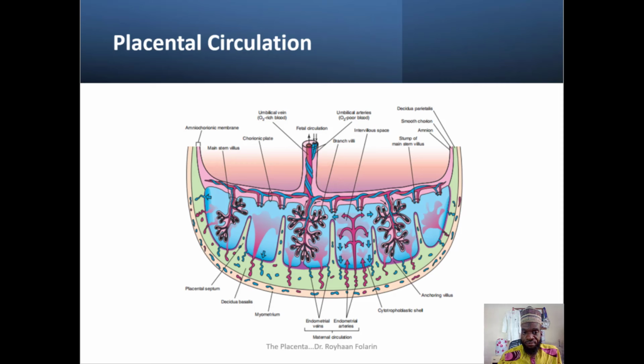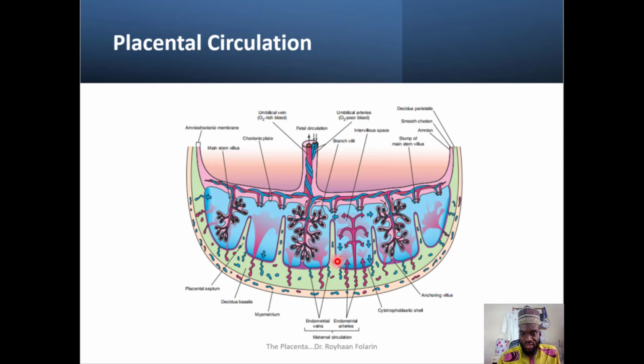Each of these is the cotyledon, which we saw at the full-term placenta in the previous picture. So here is the cotyledon, here is the cotyledon, right there, and they are separated from each other by the placental septa. So here is the placental septum right here. Okay, so these are projections of the decidua basalis as it goes to separate the cotyledon.